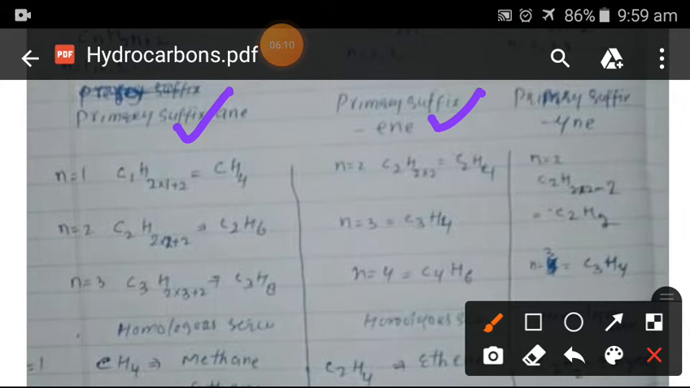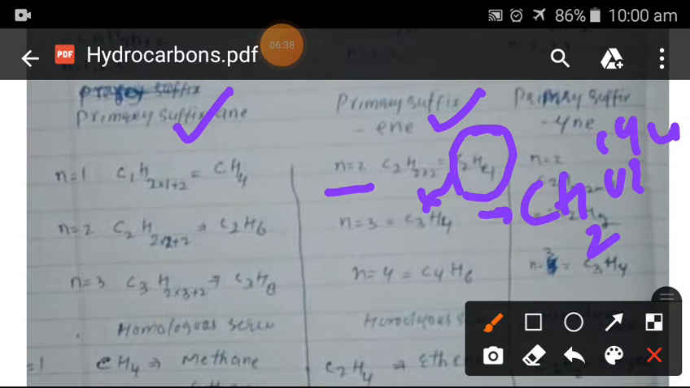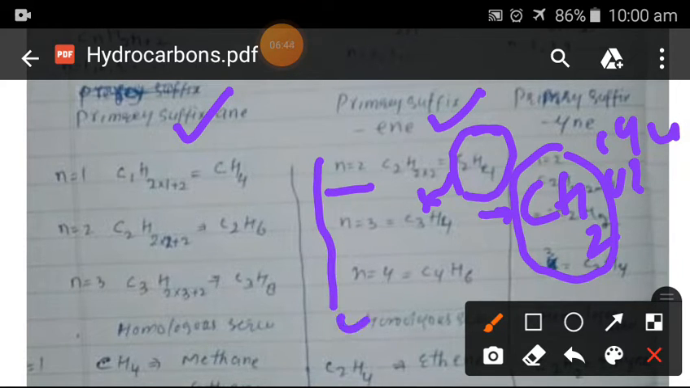For example, for alkenes the first member is called ethene because n starts from 2, then n equals 3 and so on, and you will see the difference between the members. Going from C2H4 to C3H6, there is a difference of CH2 or 14 u. So in this case also the difference of analogous members is CH2 or 14 u, and the alkenes form another homologous series.